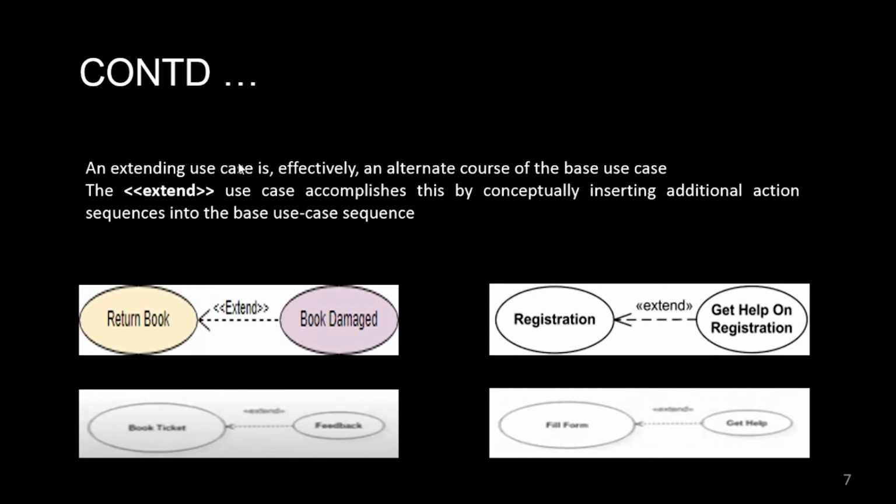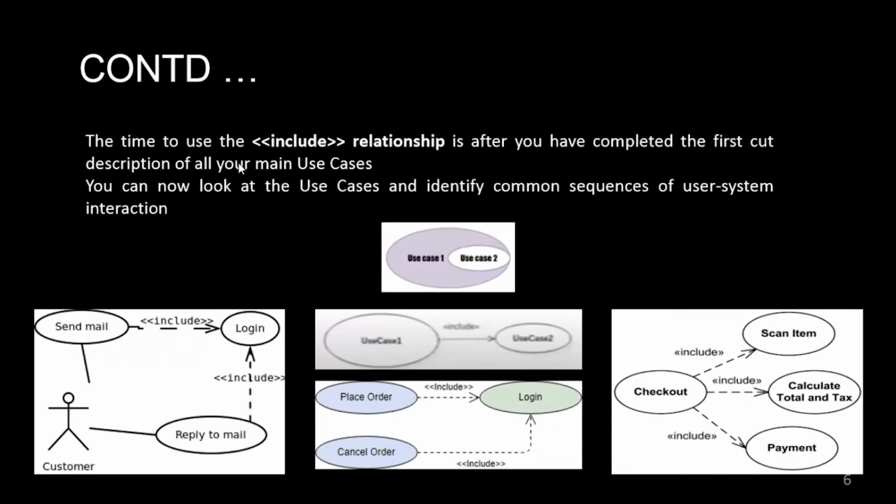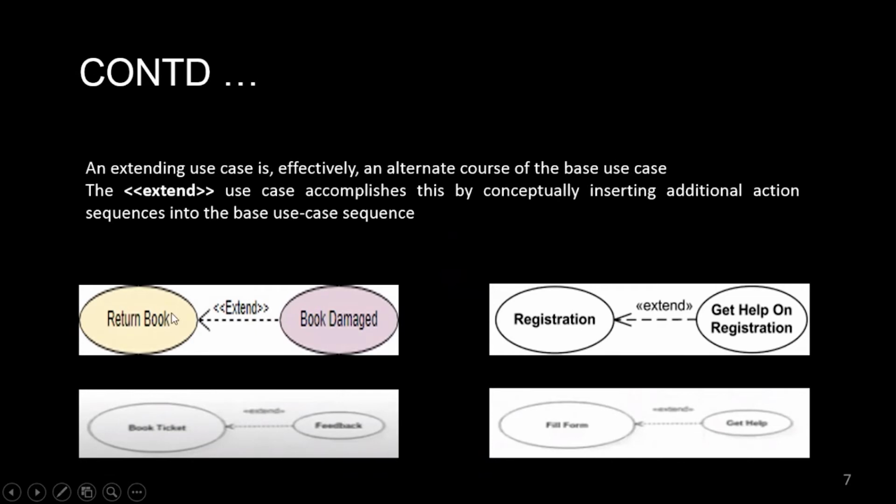So they are used to represent variation to your existing use case. Here, as I told you, you can say this use case is incomplete without this. Similarly, here it is not that this use case will be incomplete if this is not there. This itself is complete. An extending use case is effectively an alternate course of the base use case. The extend use case accomplishes this by conceptually inserting additional action sequences into the base use case sequence.